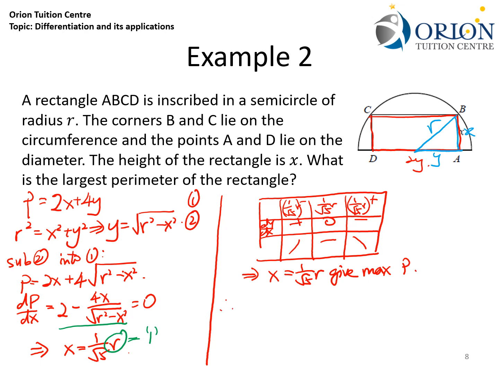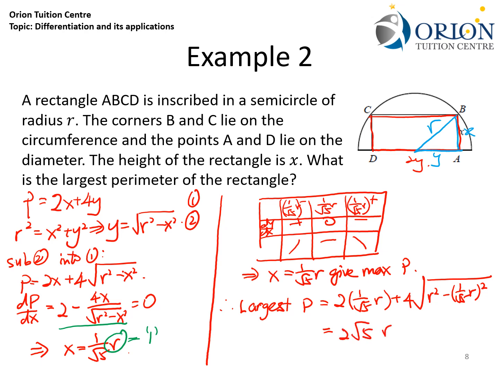And therefore, the largest perimeter P will be equal to 2 times 1 over square root 5r plus 4 times the square root of r² minus (1 over square root 5r)². And if we evaluate everything out, we should get 2 square root 5r cm.